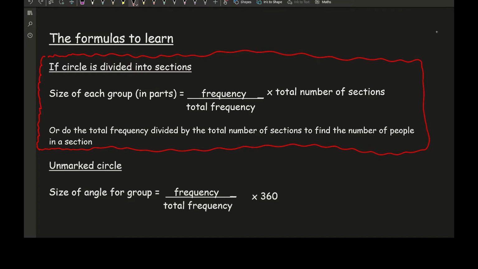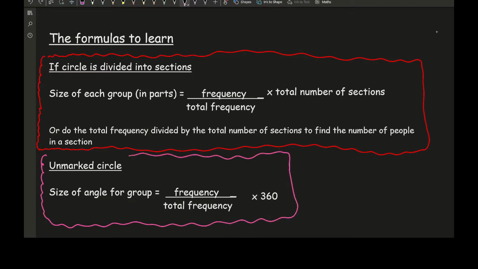Now more often than not, you're going to have to draw your own circle, or you may get a circle that's already pre-drawn for you, but you need to work out what the angles are going to be, and this is the main formula that you need to remember. I strongly recommend you have this in your notes when it comes to drawing a pie chart, and that is that the size of an angle for a group is the frequency divided by the total of all the frequencies added together, and we multiply that by 360.